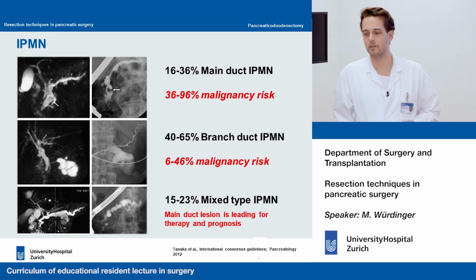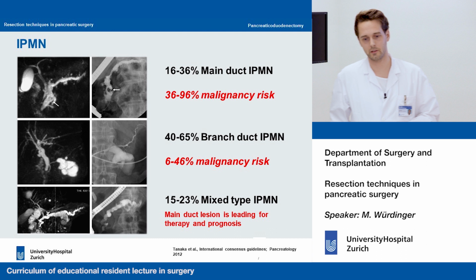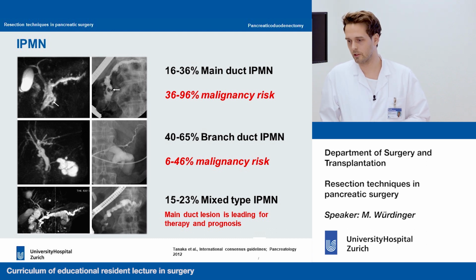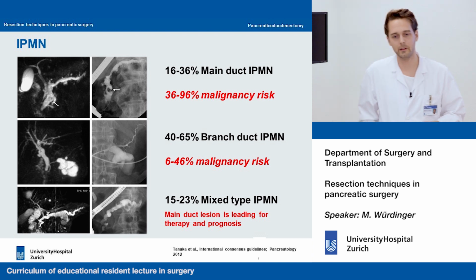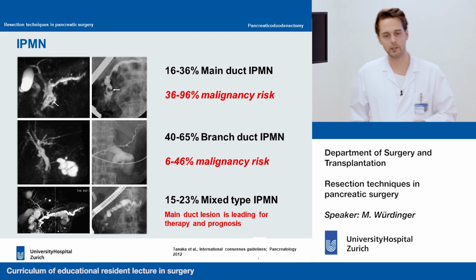The IPMN is called intraductal papillary mucinous neoplasm. It is a precursor lesion, or the most important precursor lesion of the adenocarcinoma. And we have the main duct IPMN on the one hand and the branch duct IPMN. And we have also mixed types.